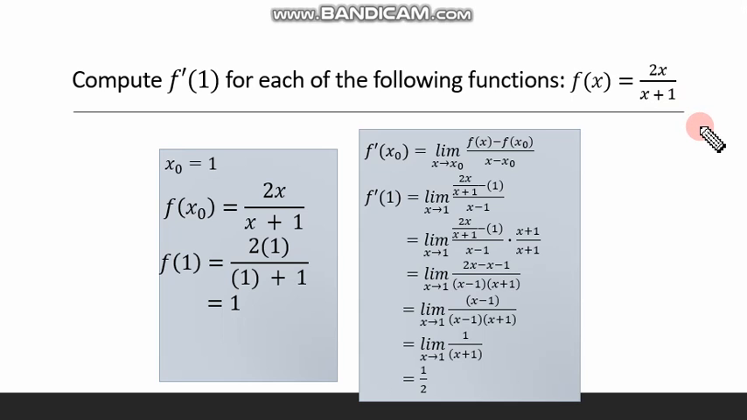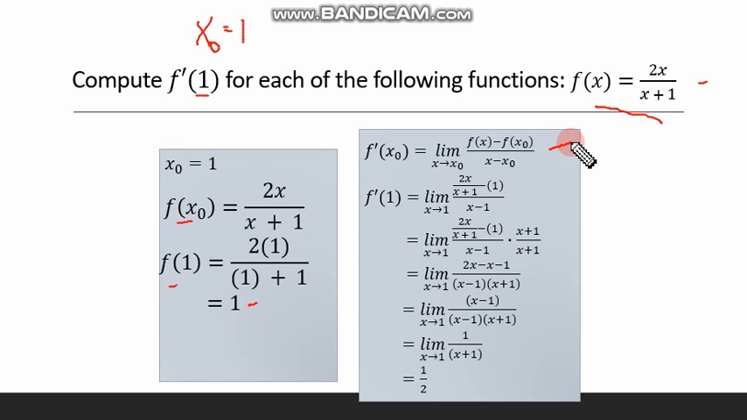Number 3, compute the f prime of 1 with our function f of x is equal to 2x over x plus 1. We have the f of x, we have the x sub 0 which is equal to 1. We don't have the y sub 0 or the f of x sub 0. Let's get that first. Okay, the f of x sub 0 or the f of 1 is equal to 2x over x plus 1. So 2 times 1 is 2 over 1 plus 1 is 2. So 2 over 2 is equal to 1. Okay, so this is our f of x sub 0.